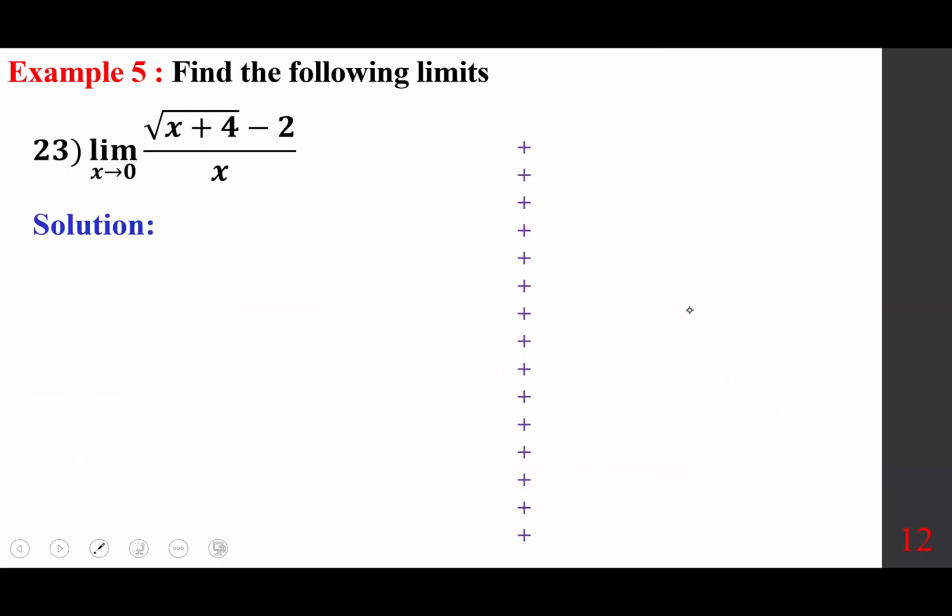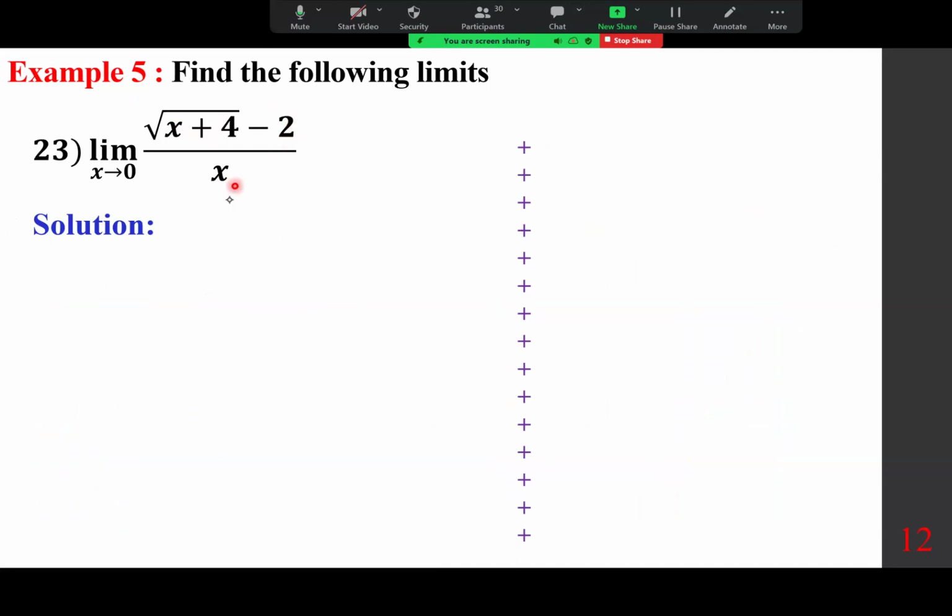Find the following limits. The first approach is to plug in. If you plug in 0, you get 4. Square root of that is 2, minus 2 is 0, so you get 0 over 0. And again, I remind you, 0 over 0, infinity over infinity, infinity minus infinity, and so on are known as indeterminate forms, which means more work, which means use your algebraic technique.